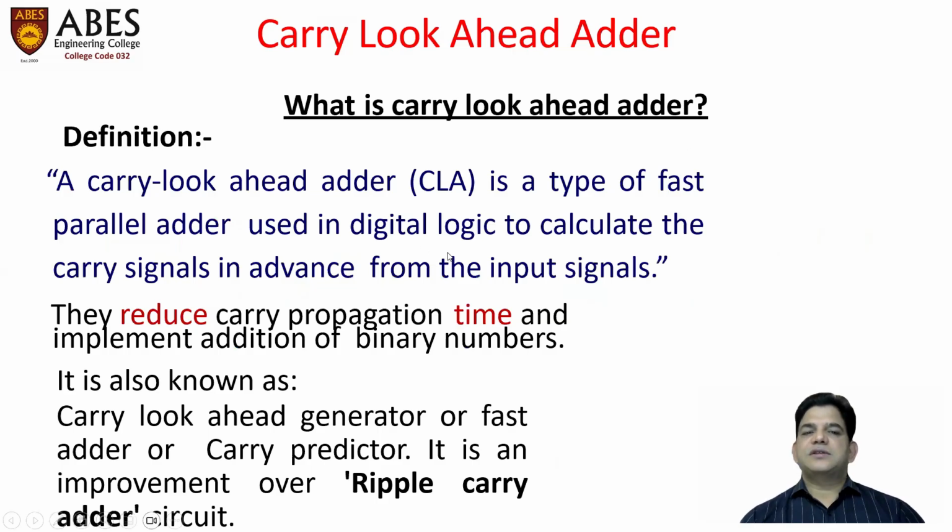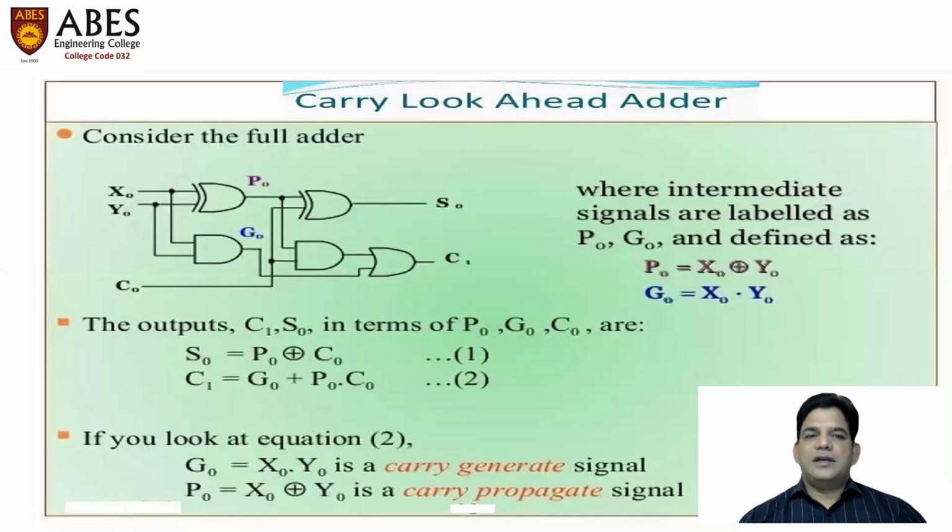So this basically reduces the carry propagation time and implements the addition of binary numbers. It is also known as a carry lookahead generator, fast adder, or carry predictor. And it is an improvement over the ripple carry adder circuit. So let's look at this circuit.